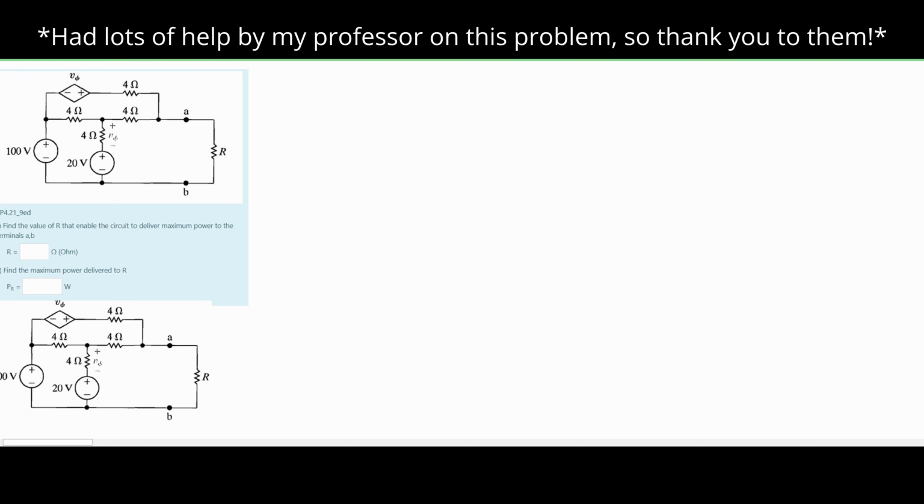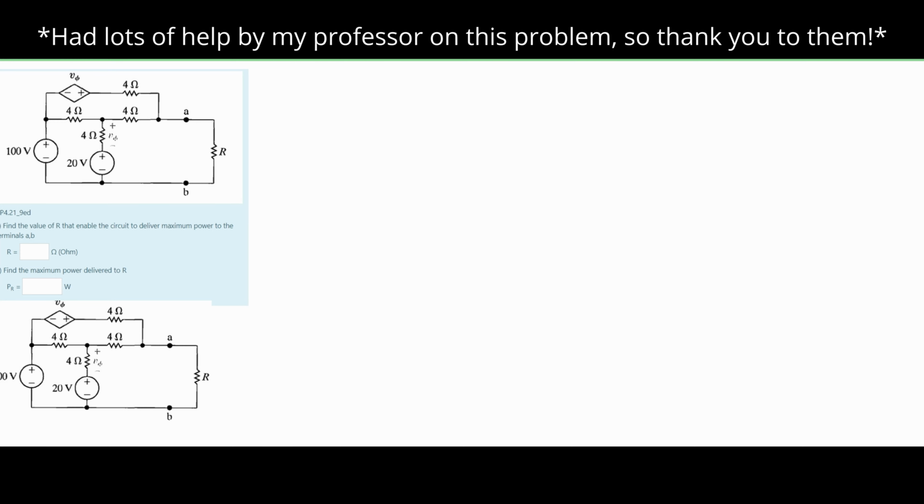In this problem, we are given the following circuit diagram. We need to find the value R, which is right here, that enables the circuit to deliver maximum power to the terminals A and B. After we find this, then we need to find the maximum power.